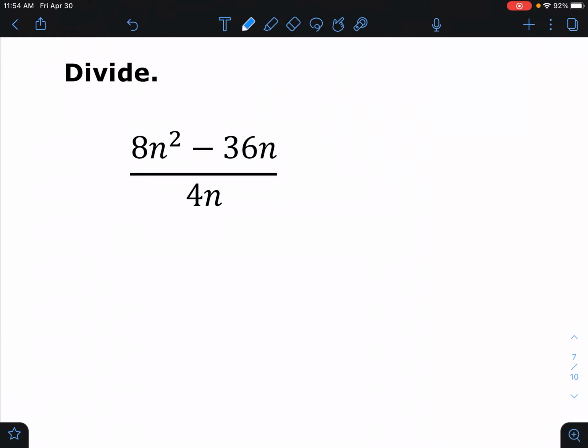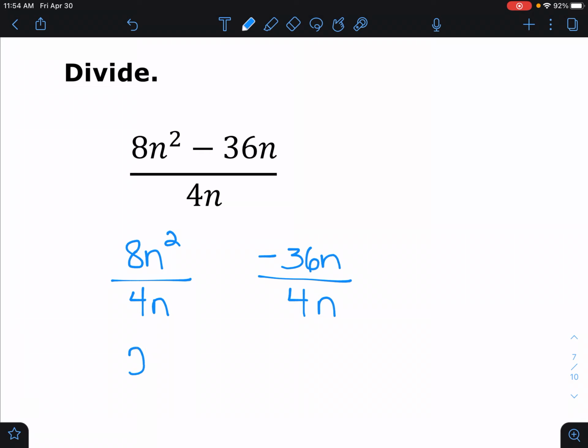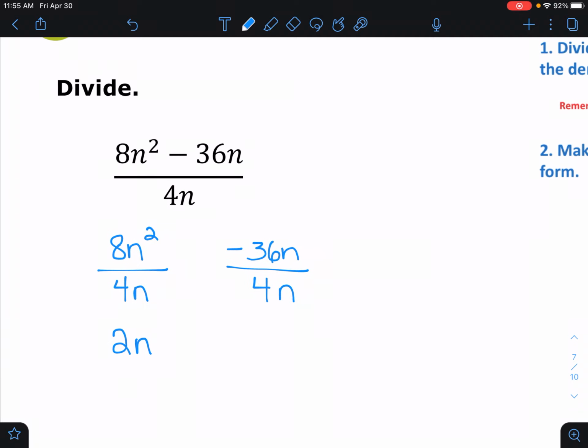Okay, so here we have 8n squared, and we're going to divide that by 4n. We also have a negative 36n. We're going to divide that by 4n. Now I have 8 divided by 4. That's 2. This is n squared, and this is really a 1 here. If you need to put that there, go for it. You don't have to, but it might help some people. So 2 minus 1 is 1. So 2n to the first power. Again, you don't need to write that to the first power. We generally don't. So this gives us 2n.